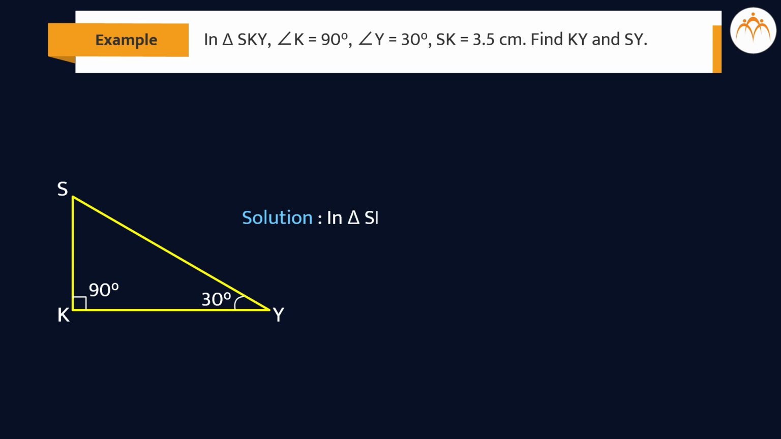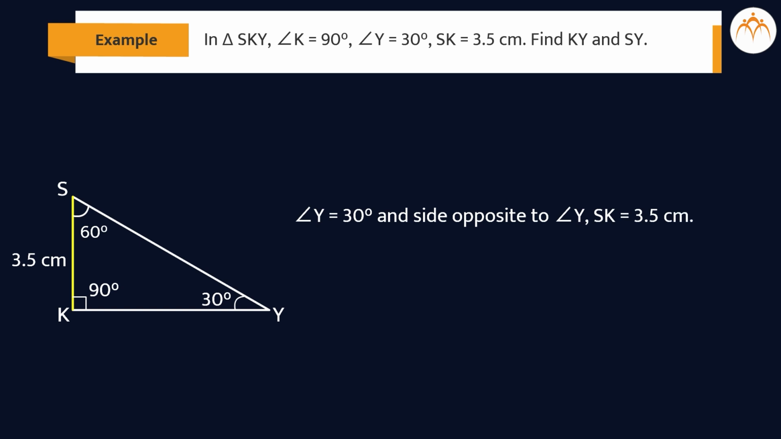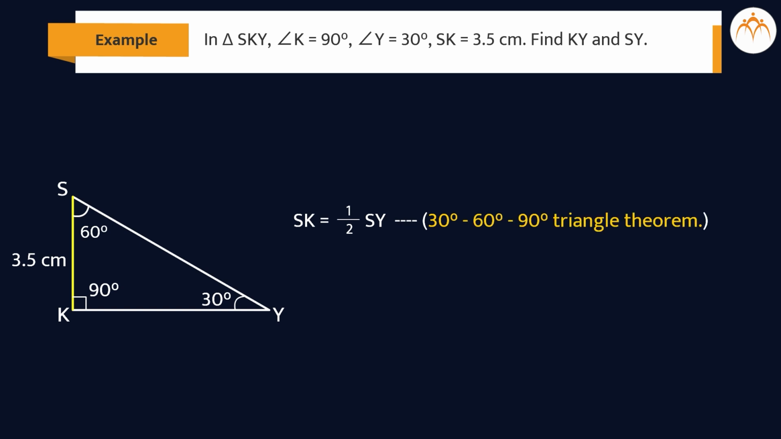Solution: in triangle SKY, measure angle K is 90 degrees, measure angle Y is 30 degrees, SK is 3.5 centimeters. This is given. Therefore, SY is the hypotenuse. Measure angle KSY is equal to 90 minus 30 is equal to 60 degrees. Triangle SKY is a 30, 60, 90 degree triangle. Measure angle Y is equal to 30 degrees and the side opposite to angle Y is SK, 3.5 centimeters. SK is equal to 1 upon 2 SY. This is by the 30, 60, 90 degree triangle theorem.